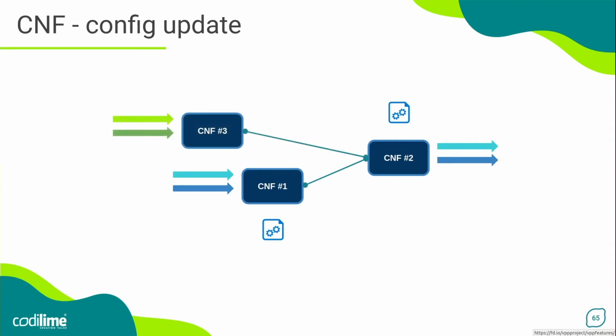Now imagine that another CNF has started up and some other flows have emerged to be processed by it and then forwarded to CNF2. Again, to handle these flows, we need to configure the third CNF and update the configuration on CNF2.